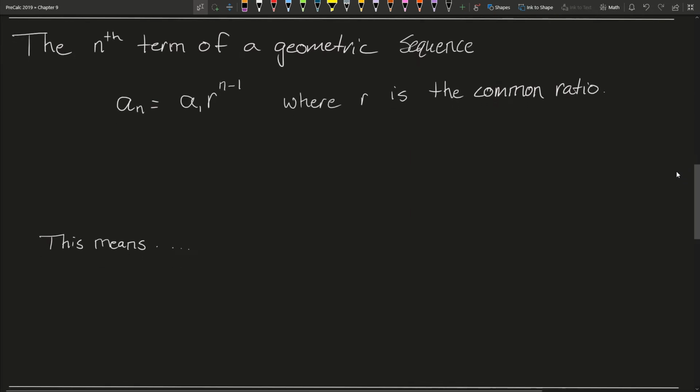If we keep going, just like the arithmetic sequence, we do have a rule. The nth term of a geometric sequence is always going to be the first term of the geometric sequence times the common ratio to the power of n minus 1. And again, this is an equation that you should absolutely know.